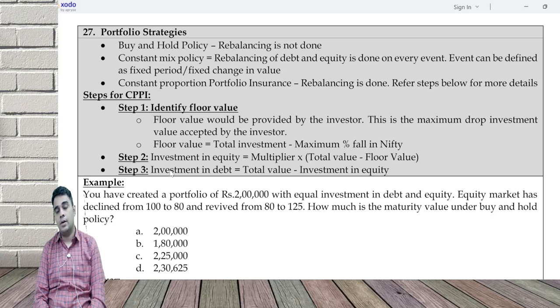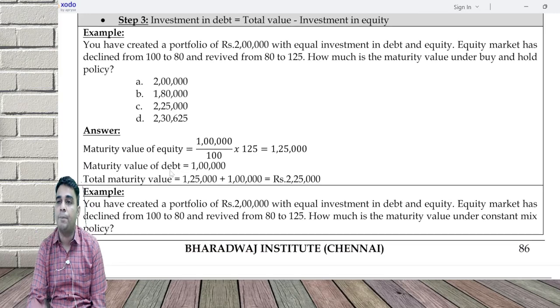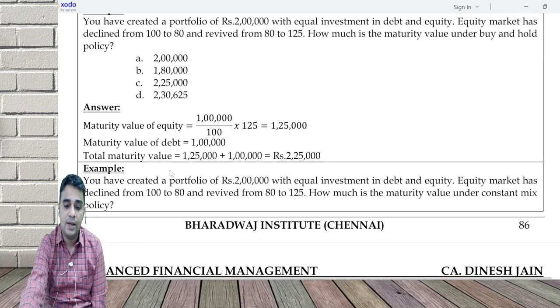I invested 1 lakh in debt, 1 lakh in equity, two lakh in total. Debt remains 1 lakh. When you bought equity, what was the share market value? 100. I don't want to know this 80 and all. What is the maturity value? 100 is 1 lakh, 125 is 1 lakh 25. In between, I don't want to know anything. So 1 lakh 25 plus another 1 lakh, 2 lakh 25. In between, what happened? I'm least bothered. Give me an answer to this.